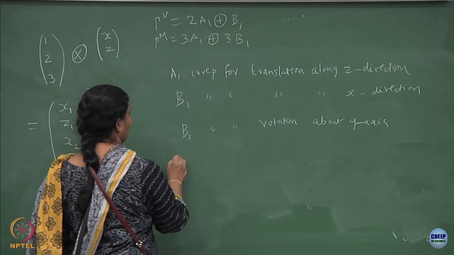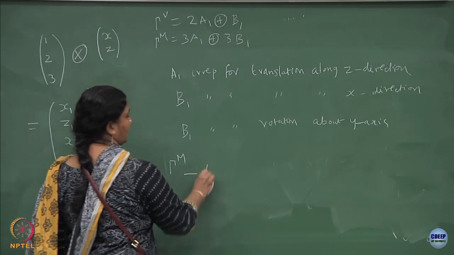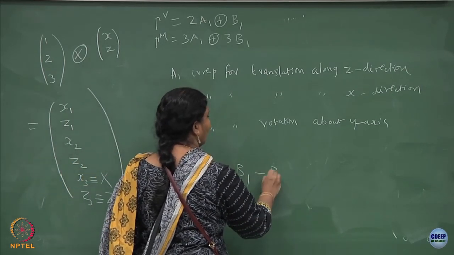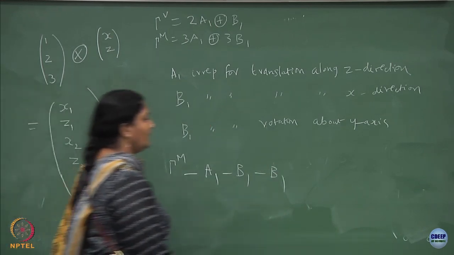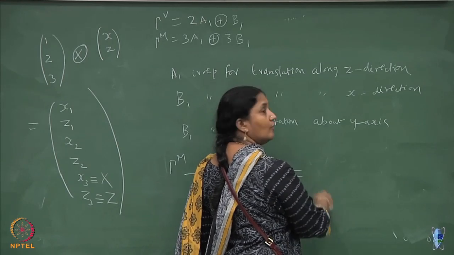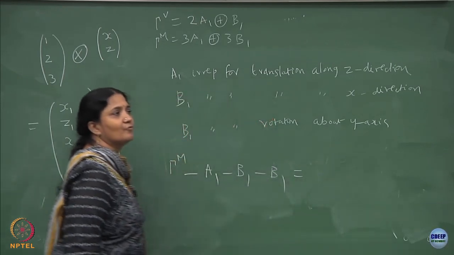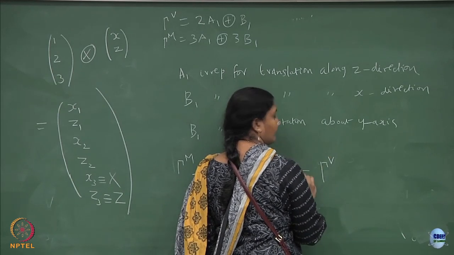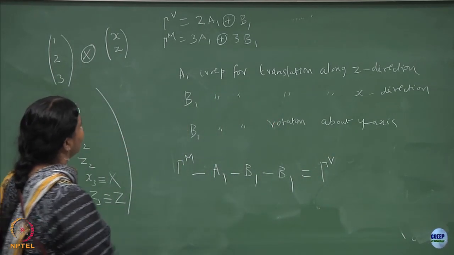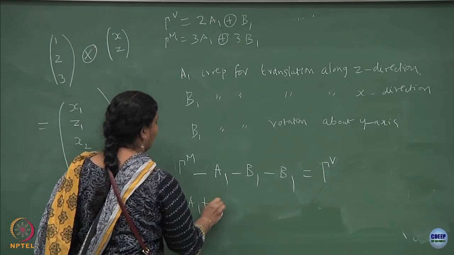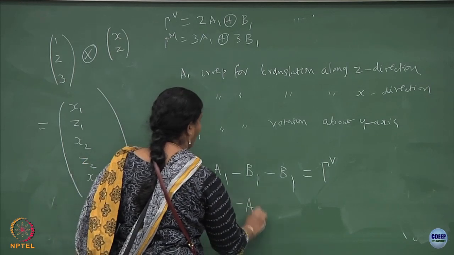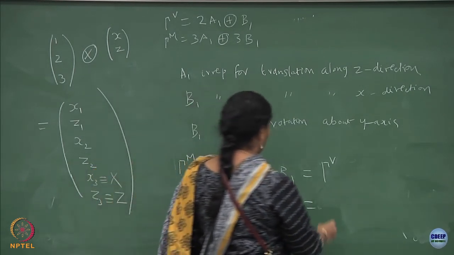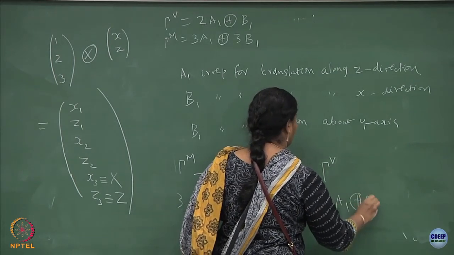so gamma m minus A1 minus B1, again another B1, this will contain only the vibrational degrees of freedom, and I am claiming that this should be the same as your gamma v. Can we check that? So, 3A1 plus 3B1 minus A1 minus 2B1 turns out to be 2A1 plus B1.